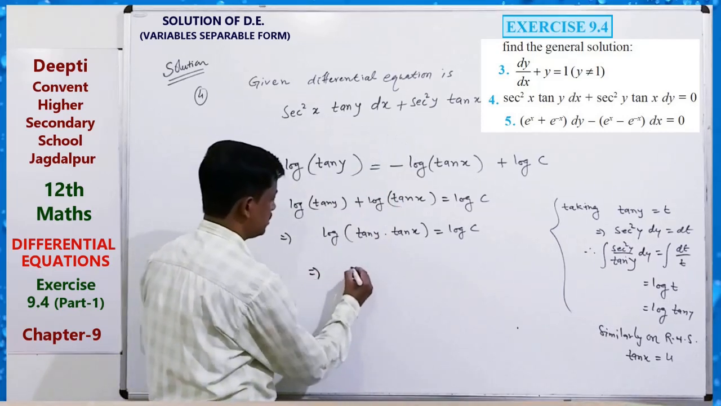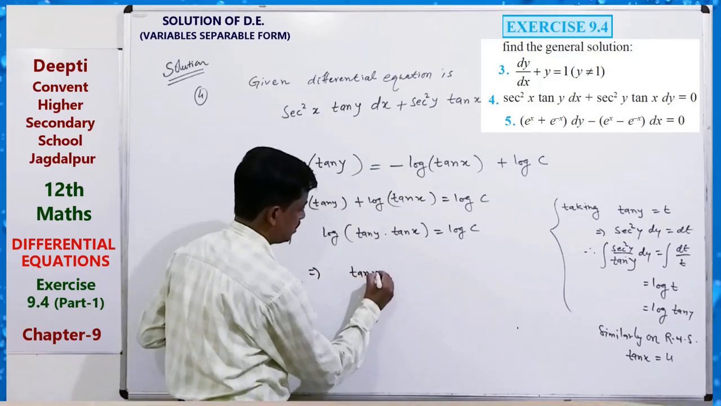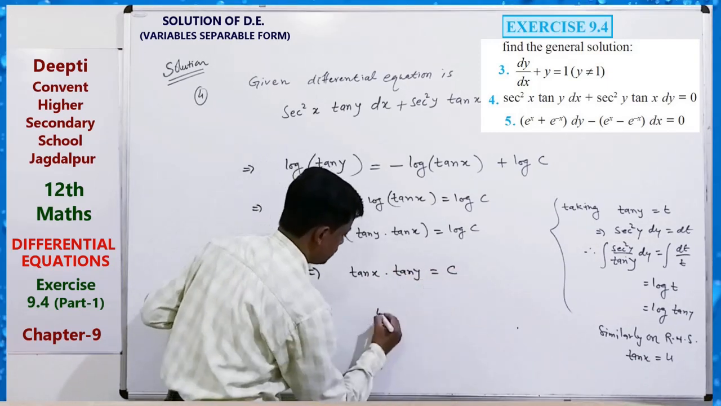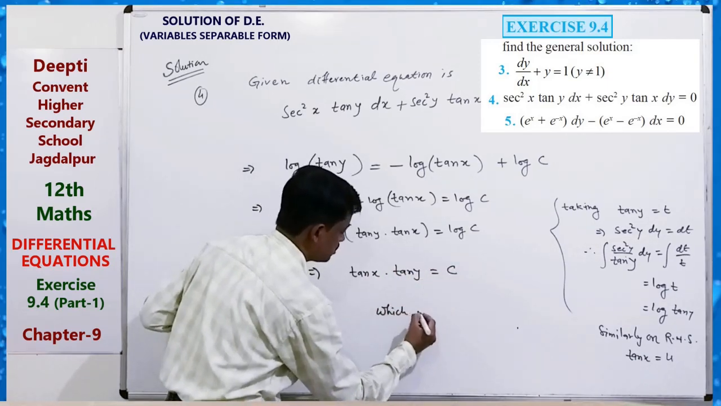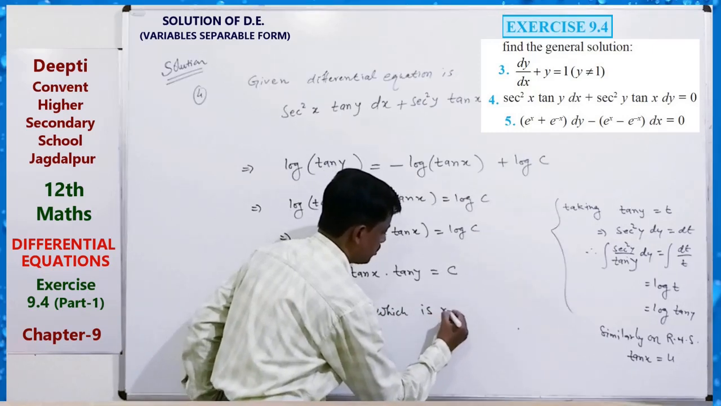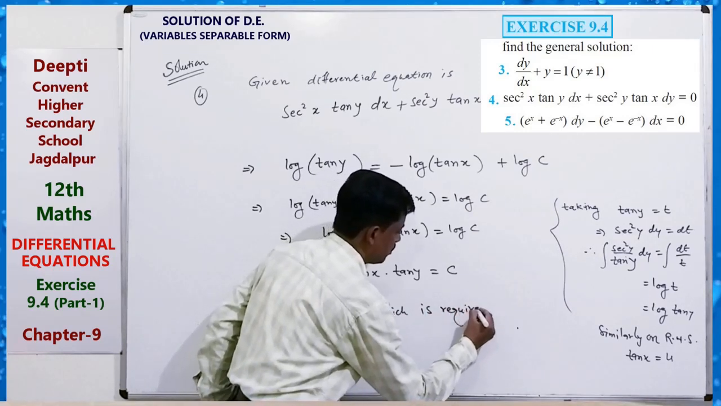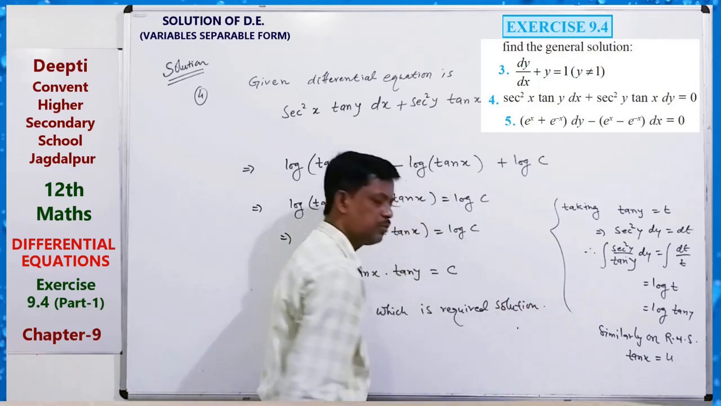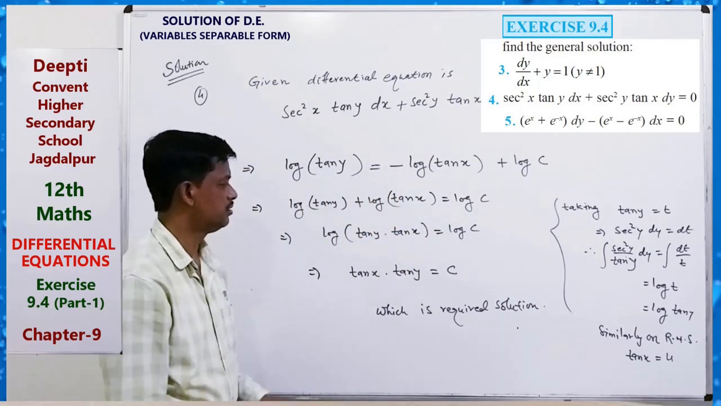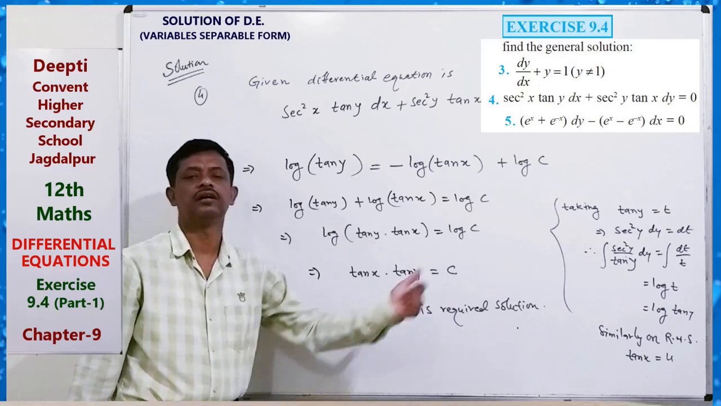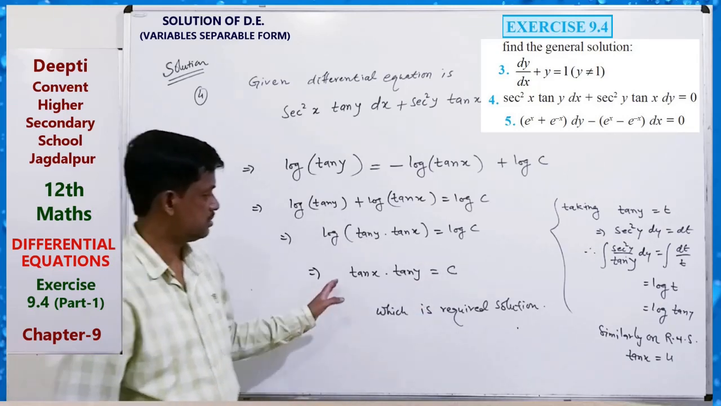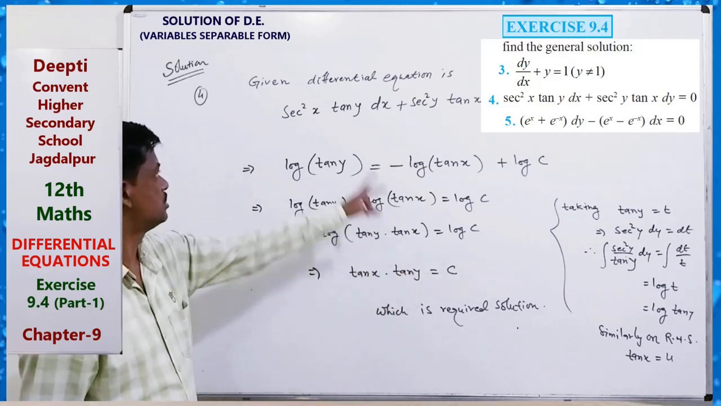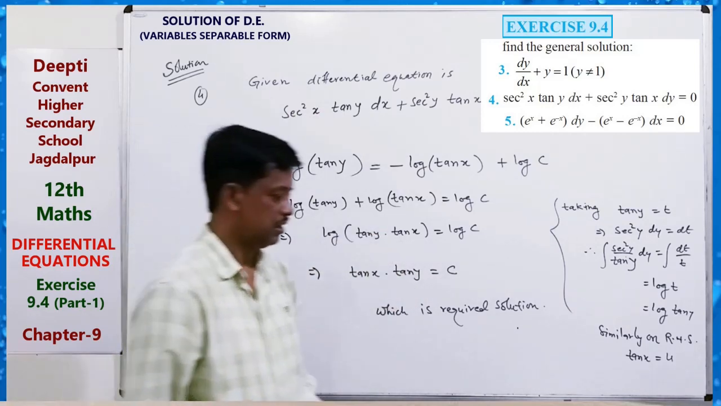So its solution is given in the form tan x into tan y equals to c, which contains one arbitrary constant, which is required. Just you have to simplify at the time of writing the solution. Okay, this is simplification. So this is the required solution of the given differential equation.